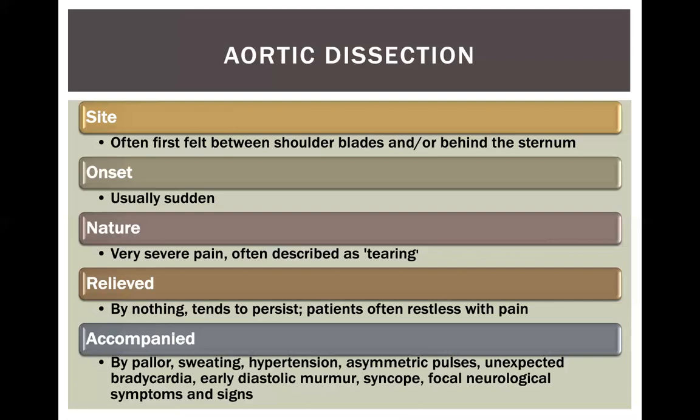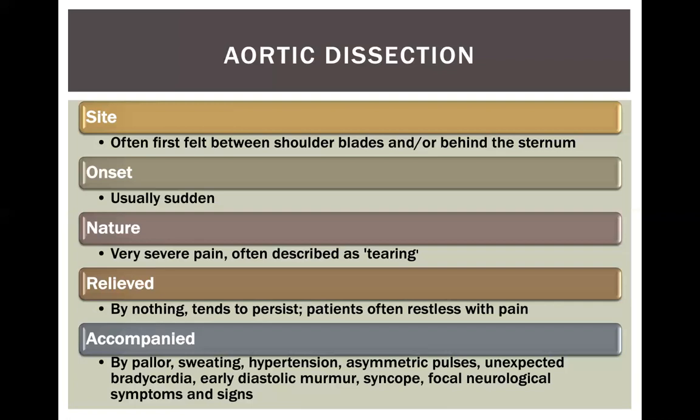It cannot be relieved by anything, so there is nothing to relieve it. It tends to persist, and patients are often restless with pain. It is accompanied by pallor, sweating, hypertension, asymmetric pulses, unexpected bradycardia, early diastolic murmur, syncope, focal neurological symptoms and signs. Of course, pallor, sweating, hypertension, because hypertension is a risk factor for aortic dissection.